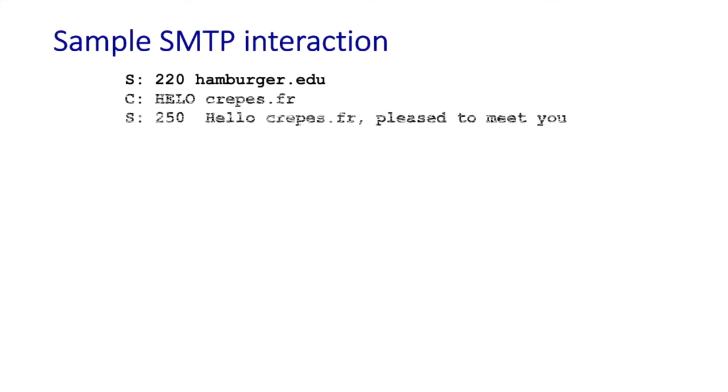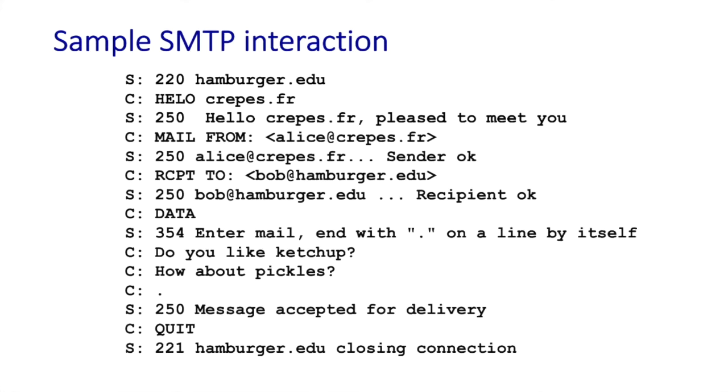Alice's SMTP server responds with the word hello and its host name, and then Bob's server responds back with a message that says hello to Alice's hostname, pleased to meet you. That's really the phrase that's returned with the 250 code. In the first 3 lines so far, the SMTP servers performed a handshake with each other.